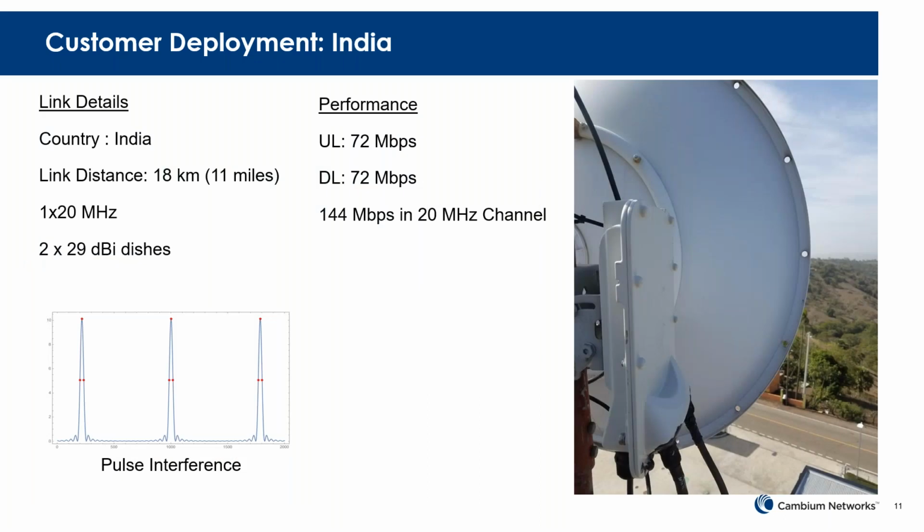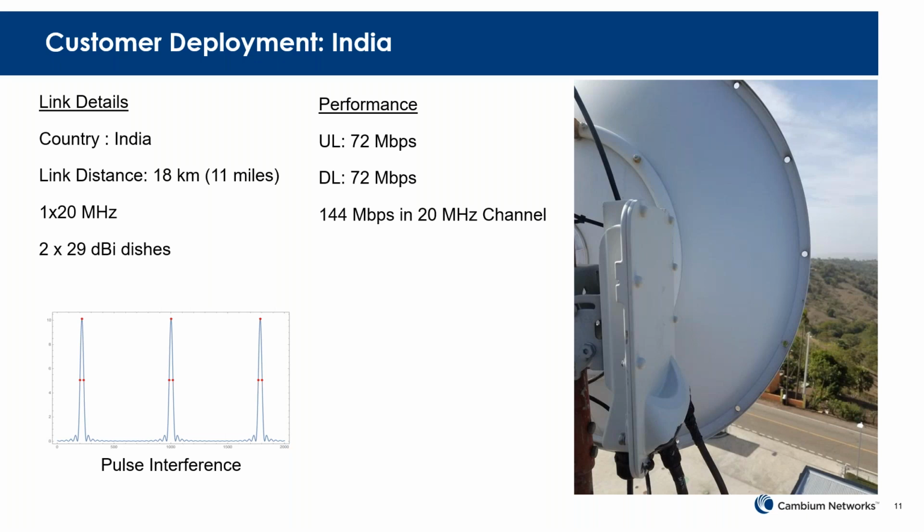Next one I have is in India. This one is about an 11 miles distance link using a single 20 megahertz channel. The unique case for this one is the interference is very sharp and of short period. There's a pause here, then it becomes quiet. Another pause here, it becomes quiet. So it's a very strange, very unique situation.